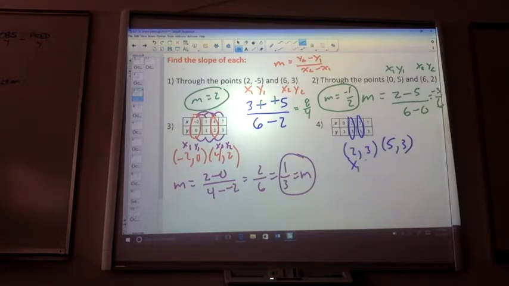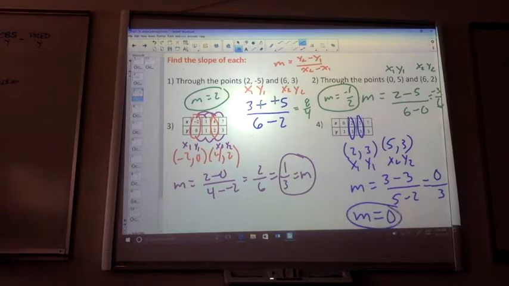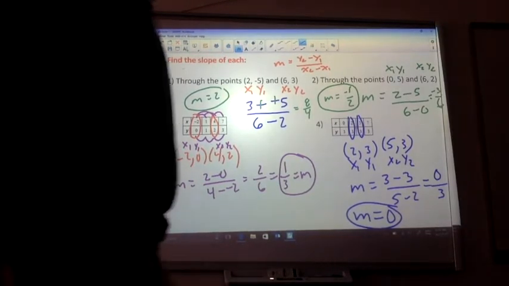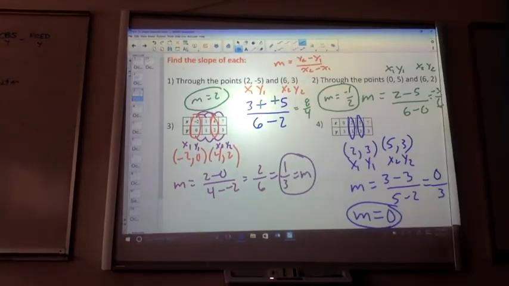So I get x1, y1, x2, y2. My slope equation is y2 minus y1 over x2 minus x1. 5 minus 2. 3 minus 3 is 0. 0 over 3. What is 0 over 3? 0. So this has a slope of 0. A slope of 0 is a horizontal line.